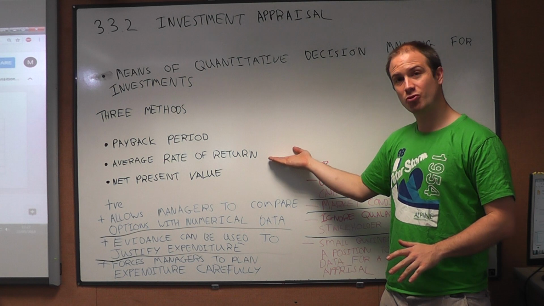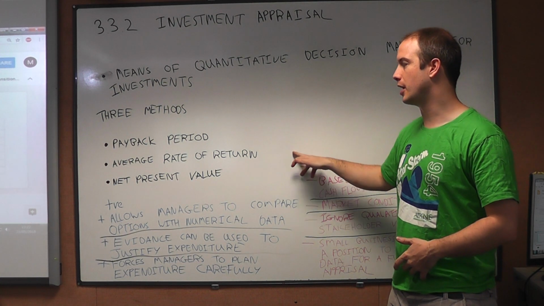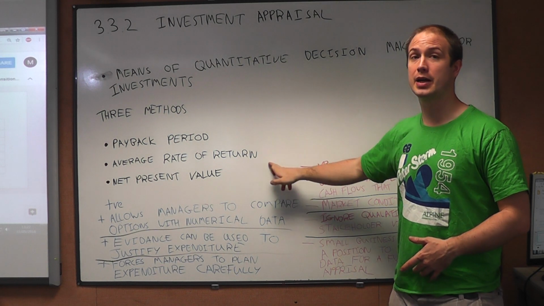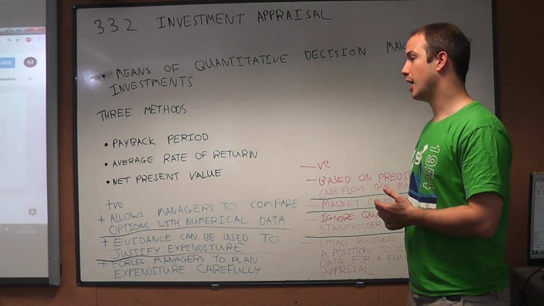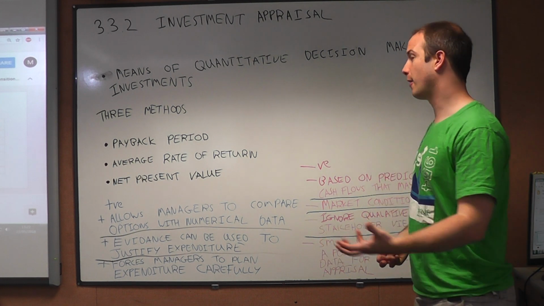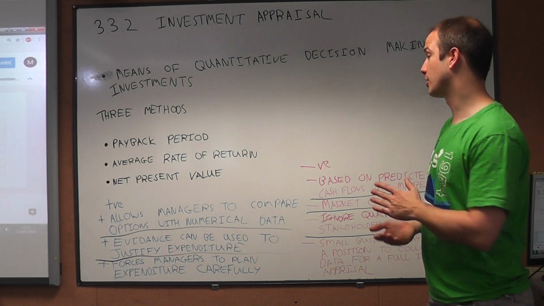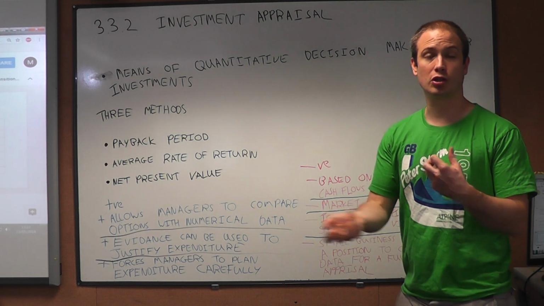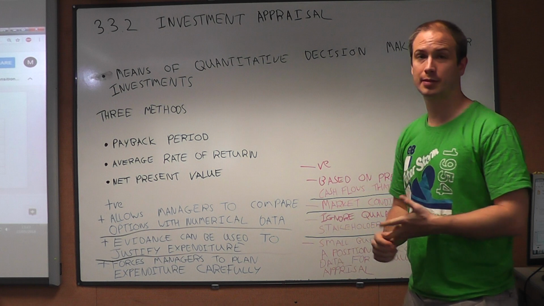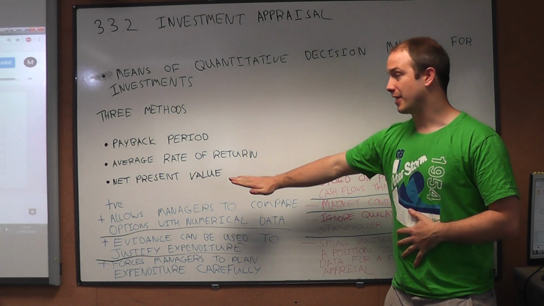Also, the average rate of return. This is what percentage of a return an investment is making per year. So, for example, if you made a £100 investment and you had a 5% average rate of return, you'd be making £5 per year, and you can compare that to other possible investment projects and things like that.